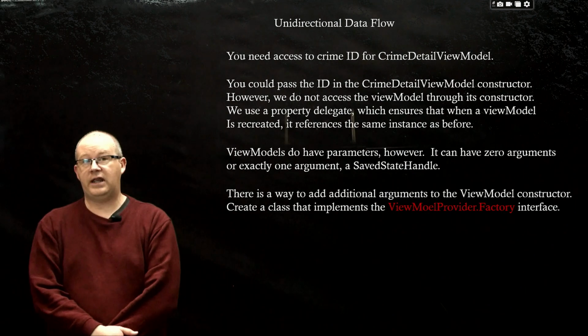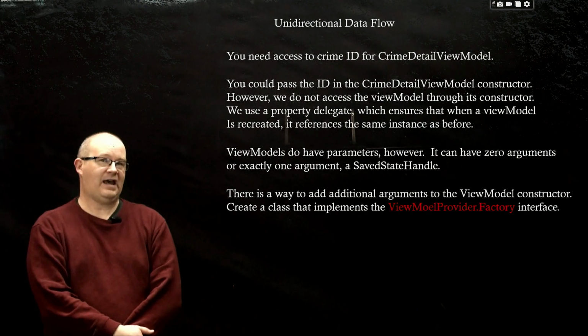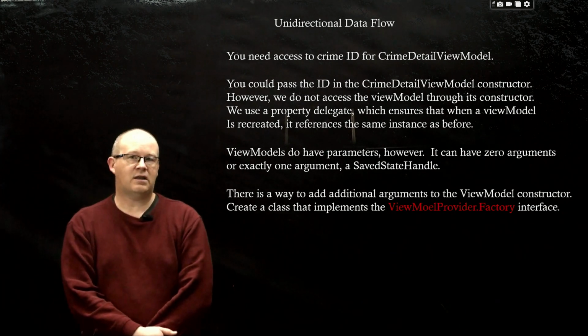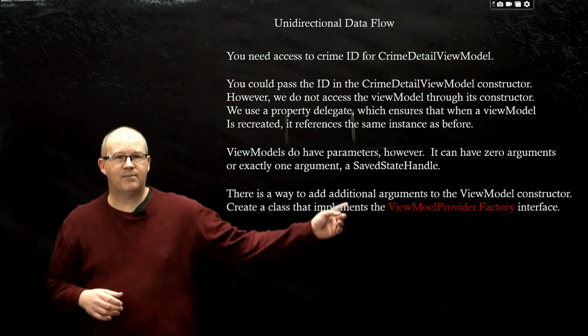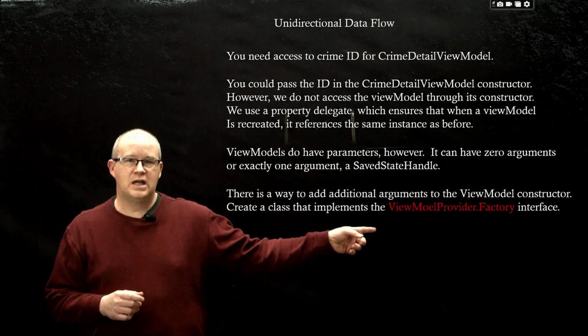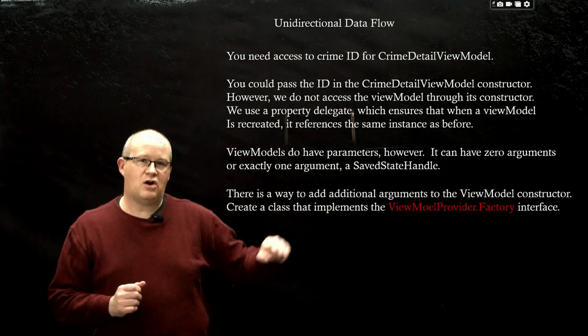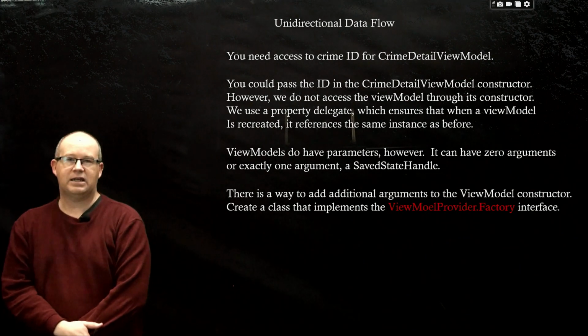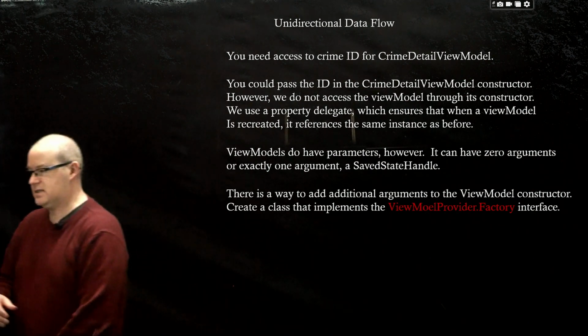However, there is a way that we can add additional arguments to the view model, and it's through a class that would implement something called a factory. So we will make a class called viewModelProvider.Factory and make it use this interface.